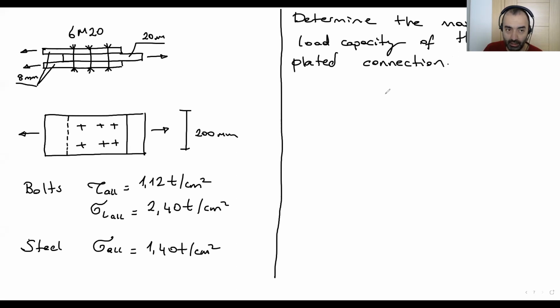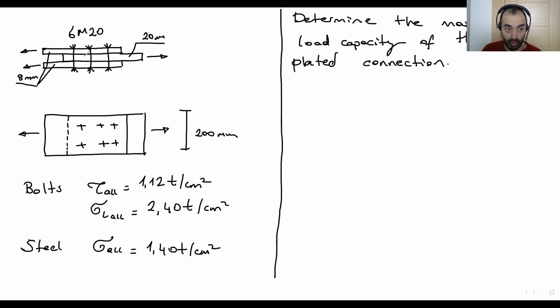three cases. The question asks about the total capacity of this connection. For bolts, we have two cases: one is shear, the other one is bearing. And also for the steel plate, we have an axial stress check. At the beginning, we should decide the number of shear planes.